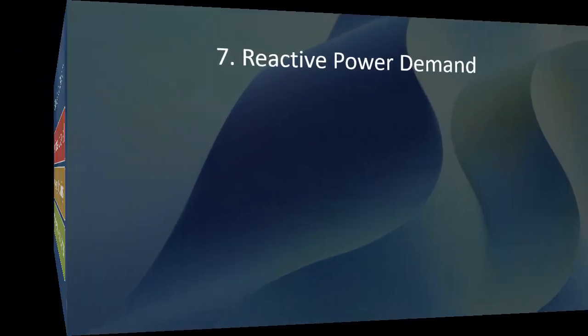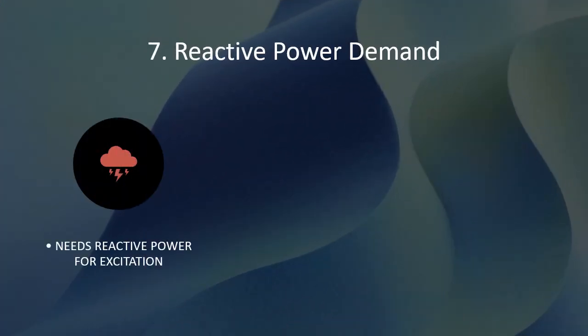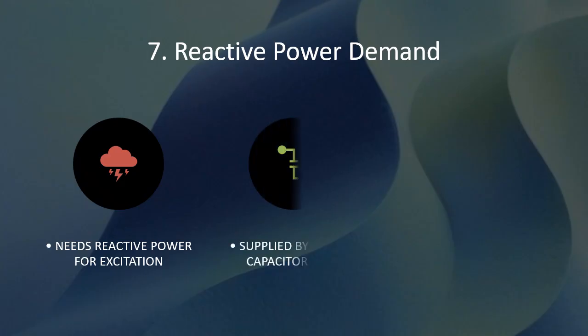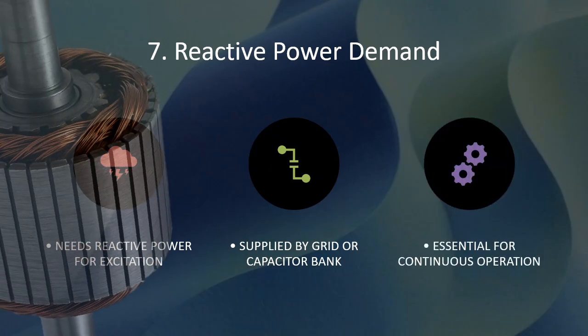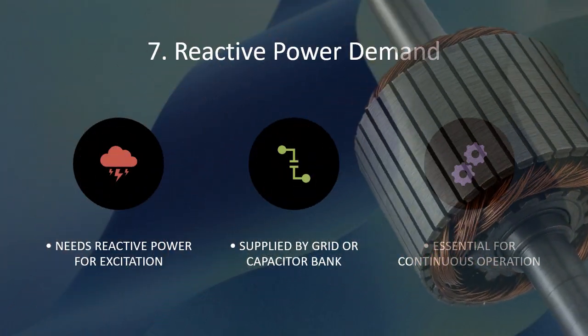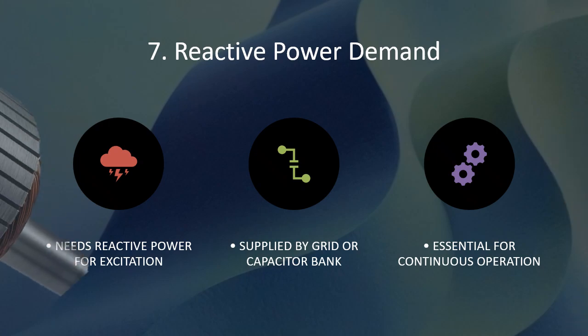Reactive power demand. However, induction generators cannot generate their own excitation. They need reactive power to establish and maintain the magnetic field. This reactive power is supplied by the grid or by capacitor banks connected to the system.